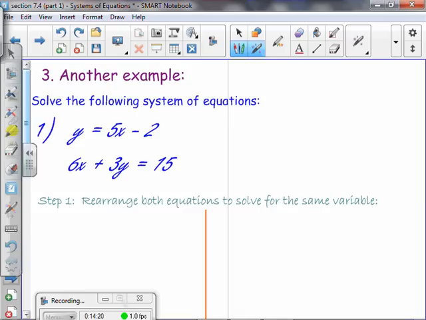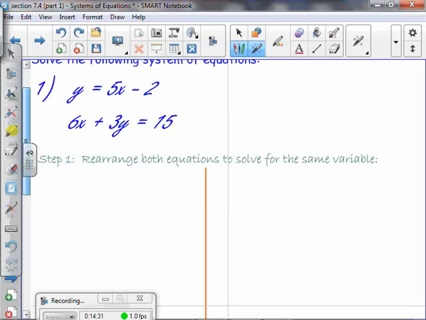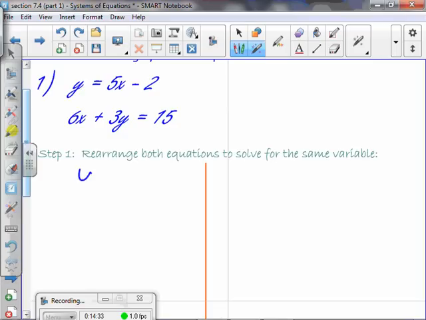I want to solve the following system of equations. Again, I do not have a variable by itself in both of them. This time, however, my work's a little bit easier, because look what happens when I write each one of these out. y equals 5x minus 2. 6x plus 3y equals 15.